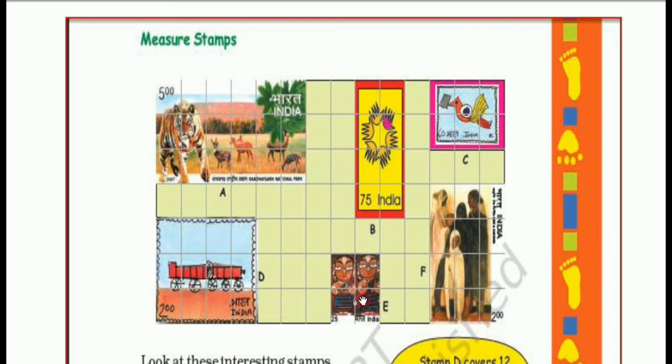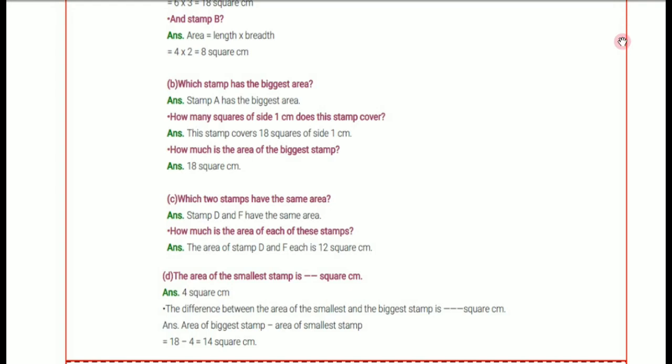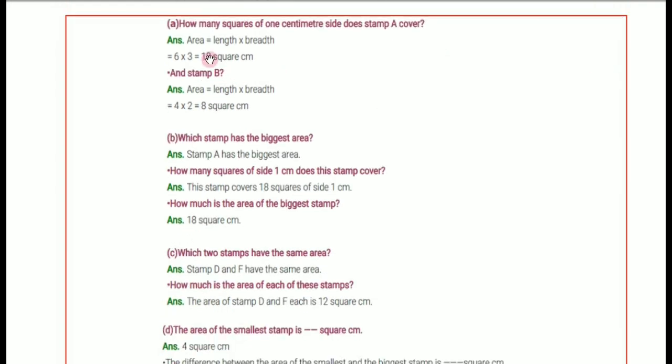Now here area of stamp E is length is 2 and breadth also 2. So 2 2s are 4 square centimeter is the area of stamp E. Here length is 3 centimeter, breadth is 1, 2, 3, 4. So 3 into 4 is equal to 12 square centimeter. So we have found out the area of all these stamps by formula now. Let's calculate all these questions one by one.